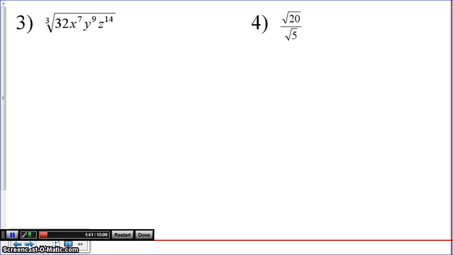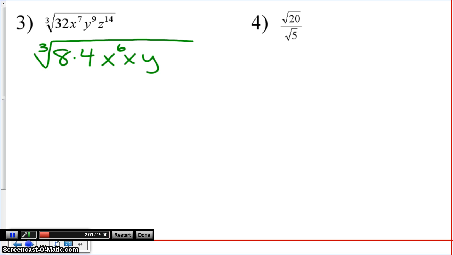Next we go to our cube root. We have the cube root of 32x to the 7th y to the 9th z to the 14th. Again, we need perfect cube factors. So my perfect cube factors of 32 are going to be 8 times 4. For my x, I need x to the 6th times x. Y to the 9th can stay as it is. And then z needs to be z to the 12th and z squared. Again, all those exponents need to be divisible by 3.